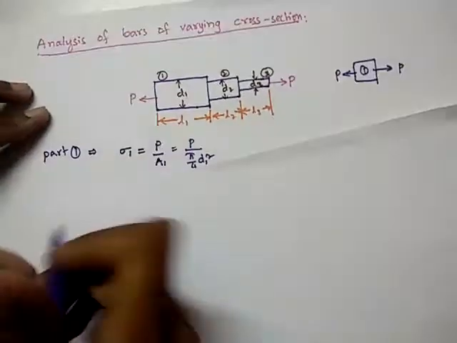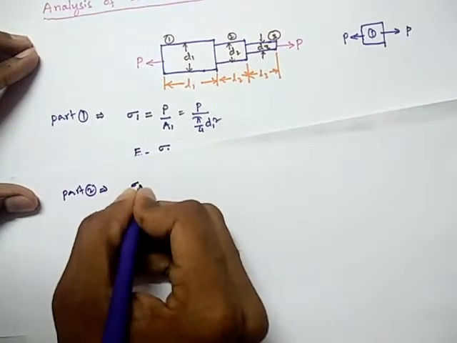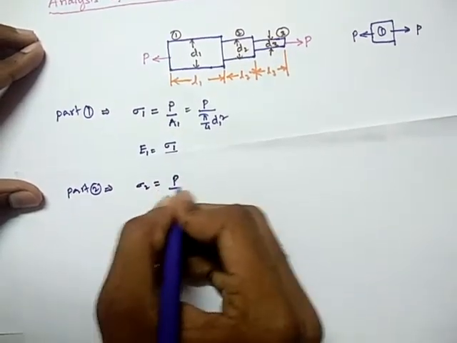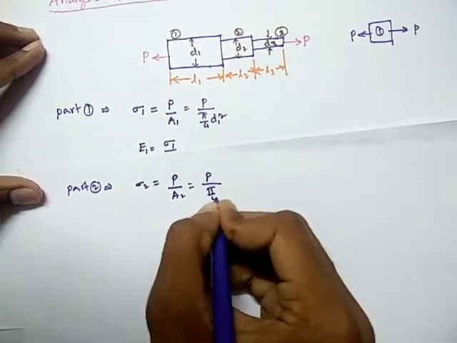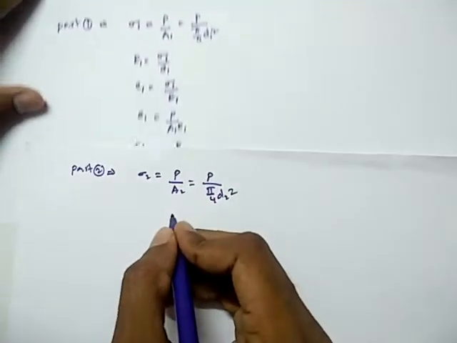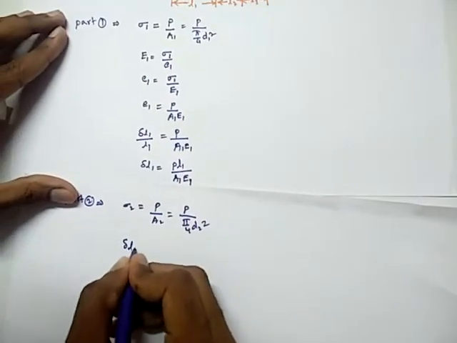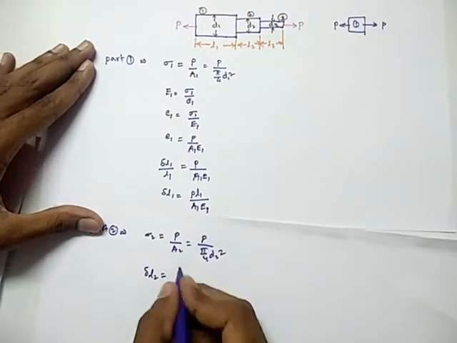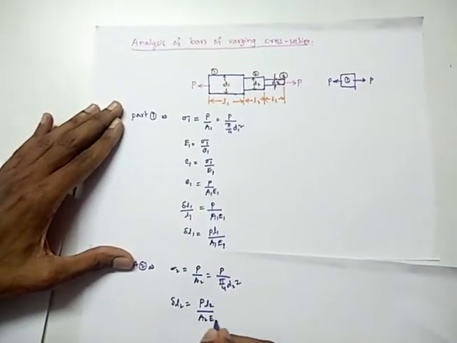And the stress in part 2 will be found in a similar way. Stress in part 2, sigma 2, is equal to P by A2, and that will be P by pi by 4 d2 square. Similarly, the elongation in part 2, from the first step, will be P into L2 by A2 into E2.